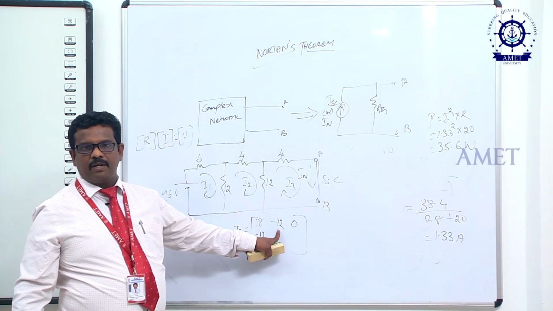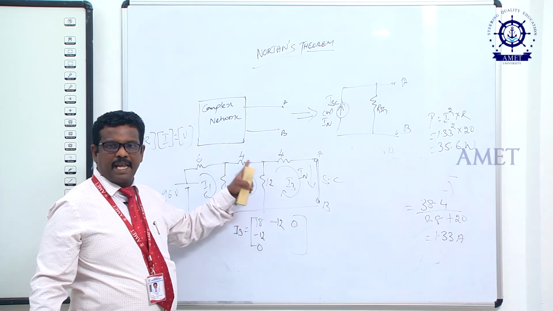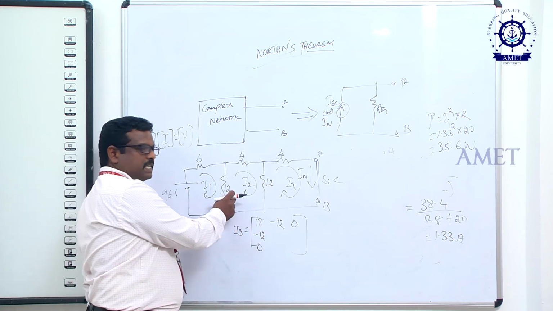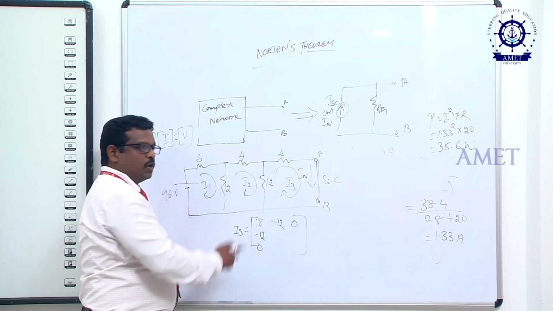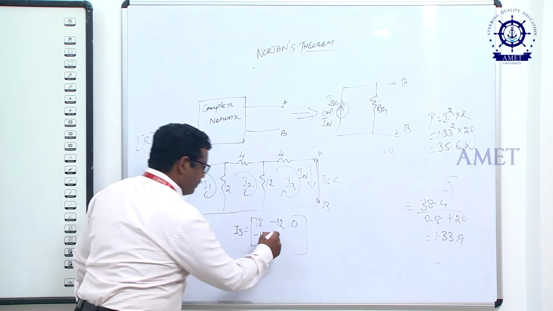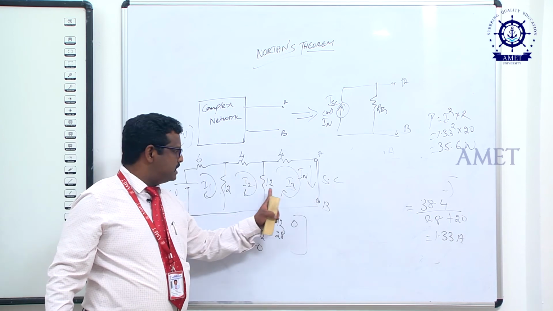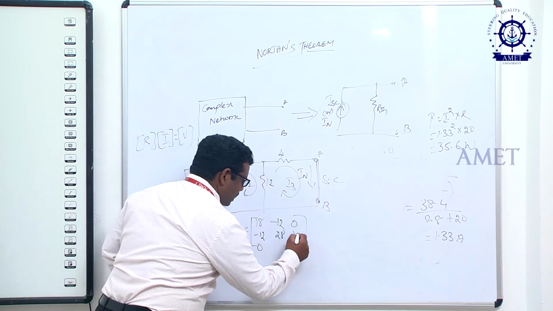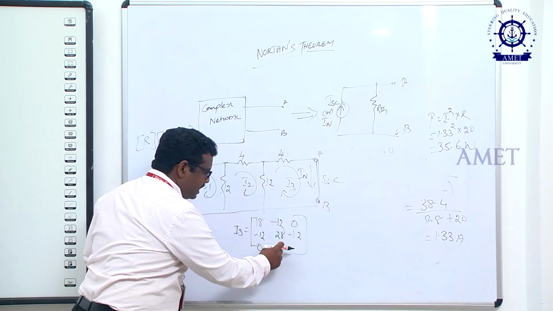Here, second row, second column: the sum of all the resistance in the second loop, that is 12 ohm resistance plus 4 ohm resistance, that is 24 plus 4, 28. Second loop, third loop, what is the common resistance? 12 ohm resistance, so 12, so minus. So whatever here, the same thing only here.